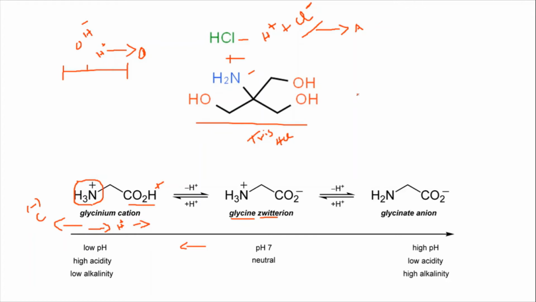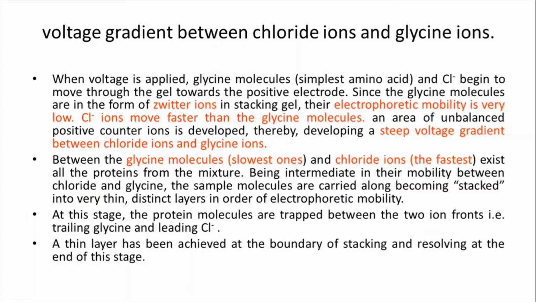So the glycine ions are tailing ions and the chloride ions are leading ions. As I told you yesterday, finally glycine is the tailing ion and chloride is the leading ion. In the stacking gel portion, just imagine the stacking gel alone. The stacking gel has a large pore size, pH 6.8, and we are placing the sample there. Yes, and the stacking gel also contains SDS.